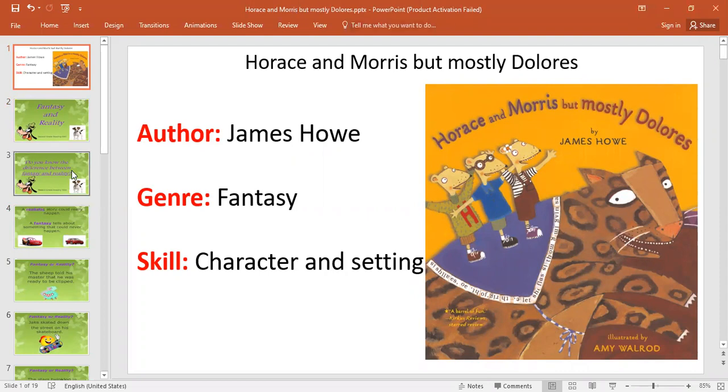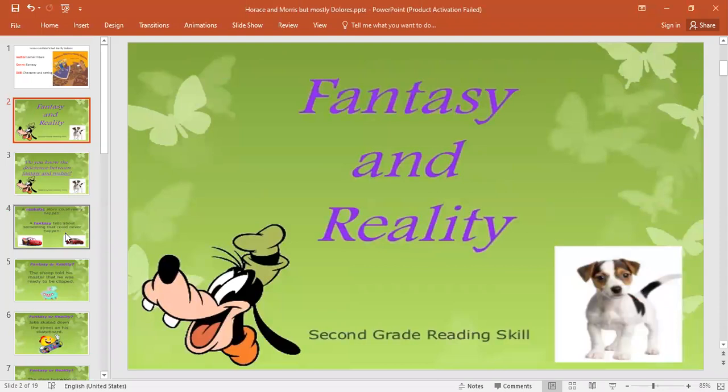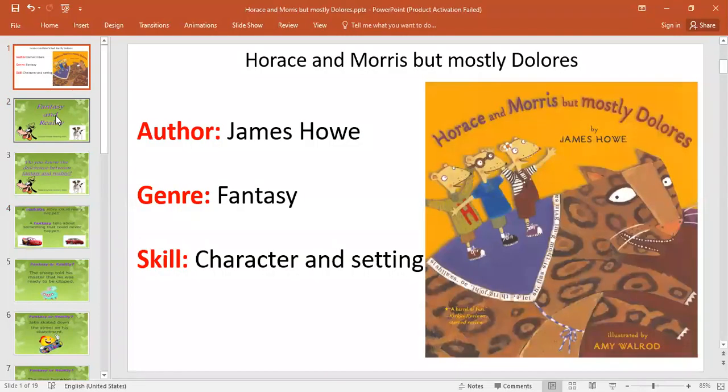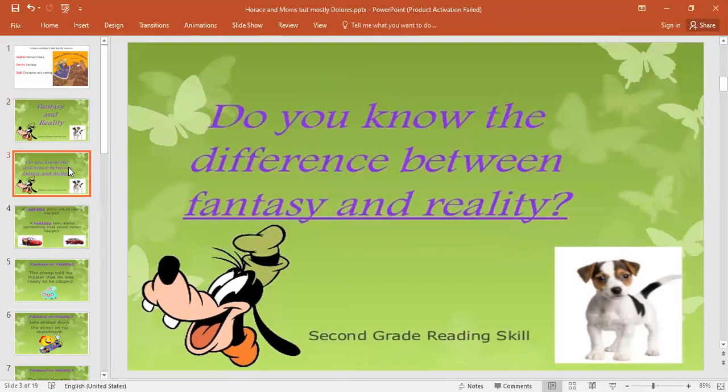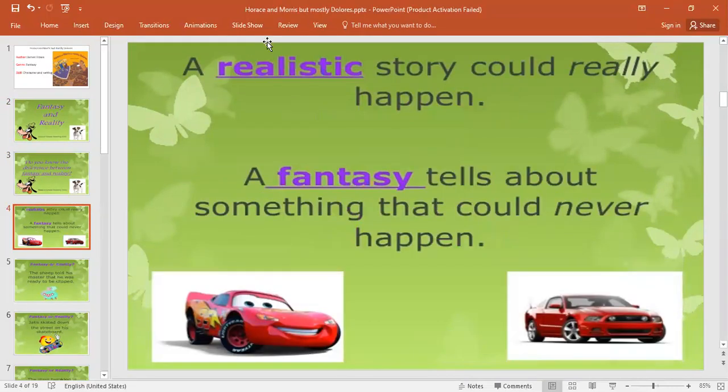Let's talk about the genre now. Fantasy and reality. The genre is fantasy, but fantasy is the opposite of reality. So let's know the meaning of fantasy. The difference between realistic and fantasy: realistic is a story that could really happen in real life, but fantasy tells about something that could never happen. It will never happen in real life.